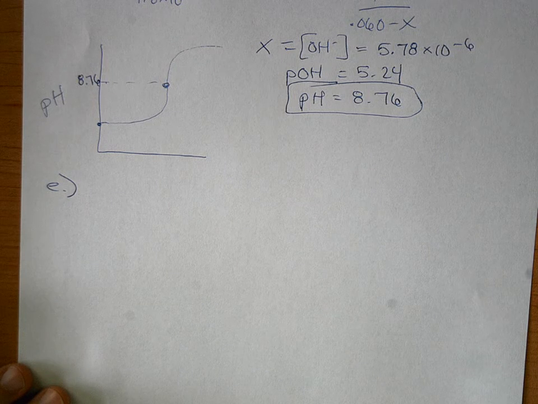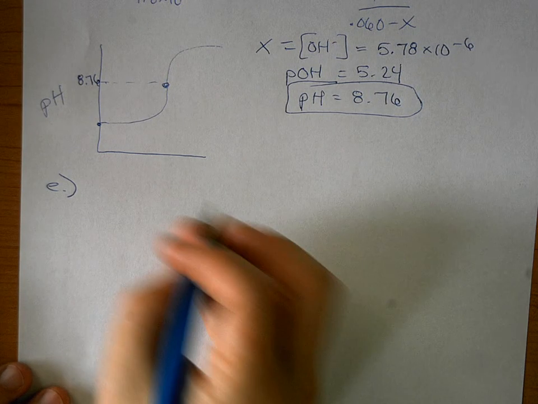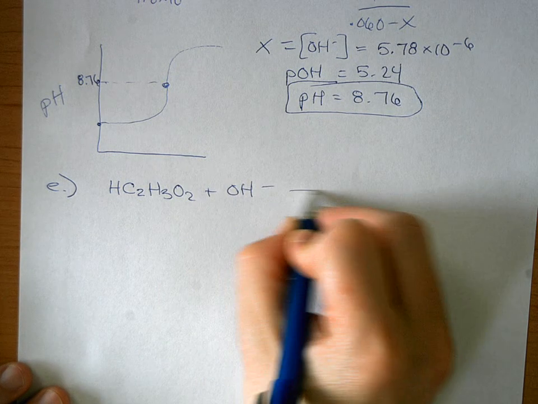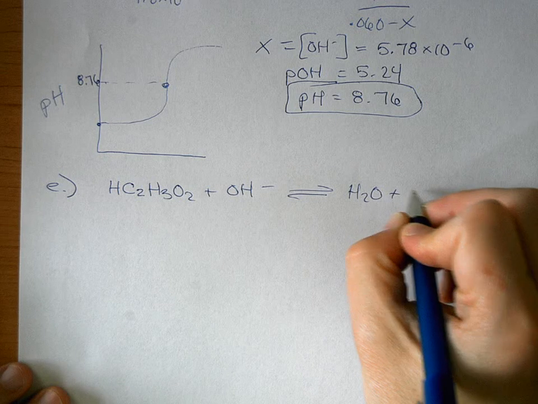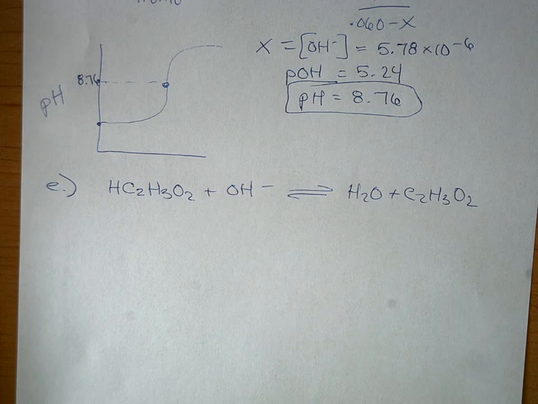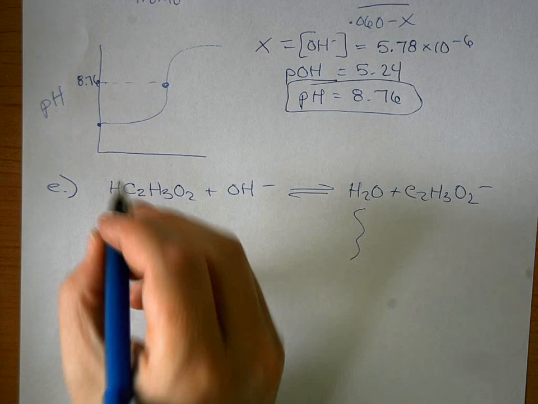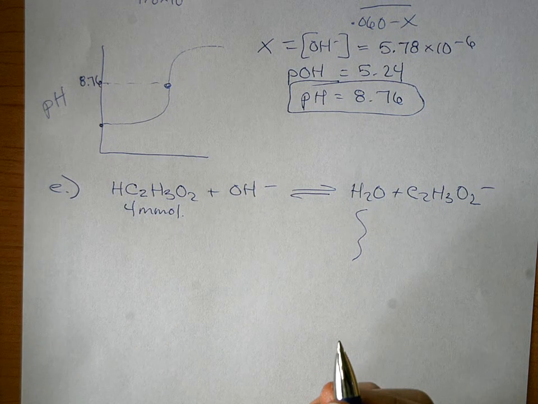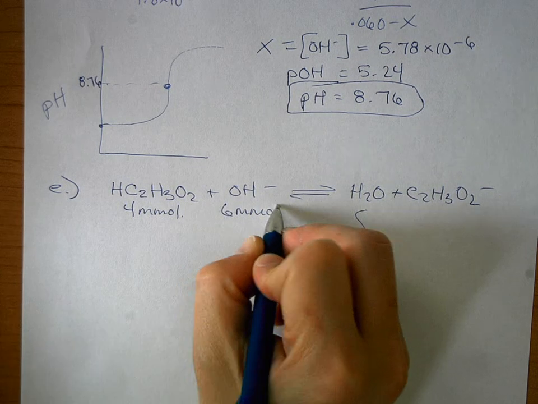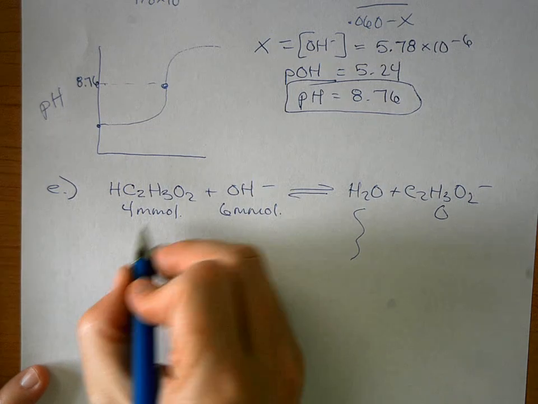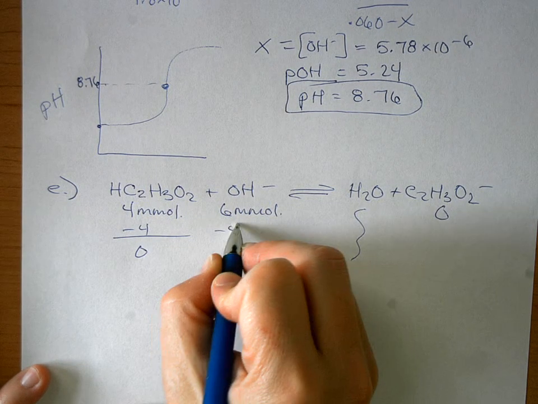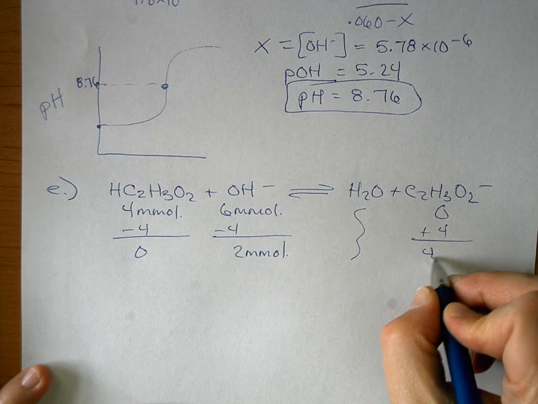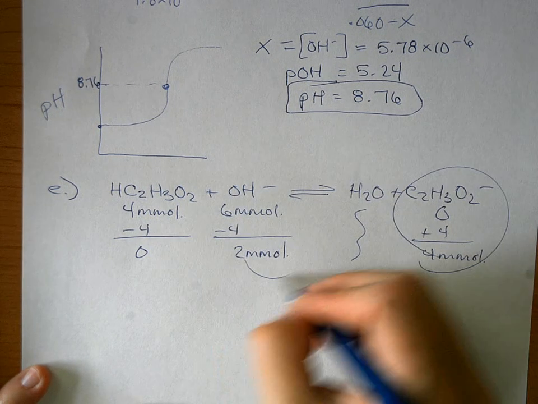E is, what is the pH after adding 40 milliliters? So if I again start with my original, because I'm adding sodium hydroxide, water doesn't matter. My millimoles, I'm starting with 4 millimoles of this. If I add 40 milliliters of sodium hydroxide, then that's 6 millimoles. Okay, so in this case, my acetic acid gets used up first. And I add 4 over here.